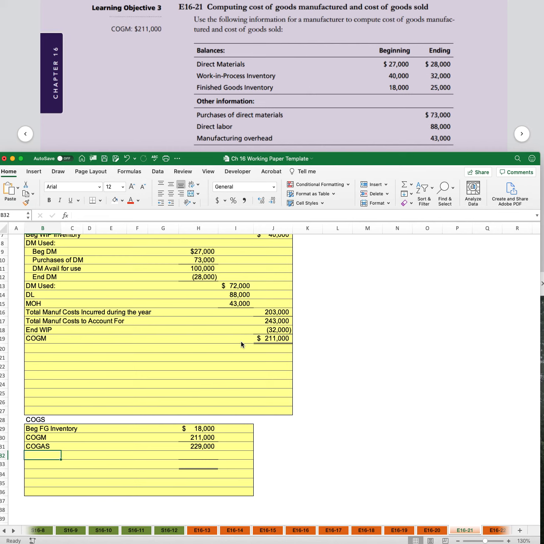Then we subtract out our ending finished goods inventory, which was 25,000. And remember, if you're using the Excel functions, you need to add these together because the 25,000 is reported in the negative, so we get cost of goods sold of 204,000.